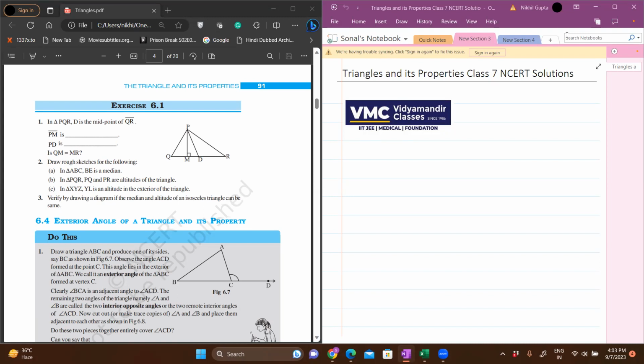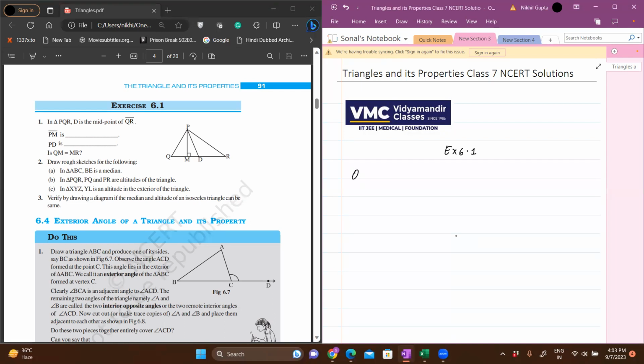Hello students, today we will be doing the NCERT solutions for the Triangles and Its Properties chapter, right? So we are starting with exercise 6.1 quickly. This exercise is based on the median, right? The median is nothing but when we draw a line from a vertex to the opposite edge, which divides that particular edge into two equal halves, that is known as a median.